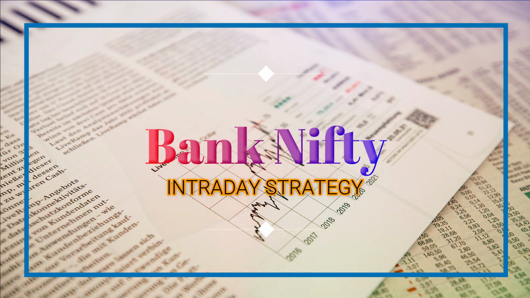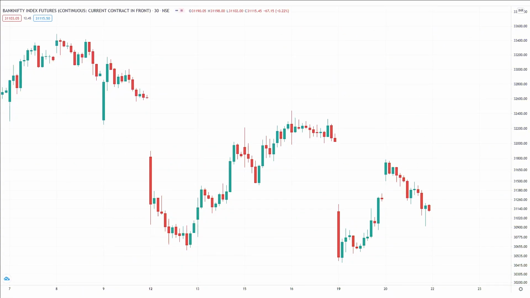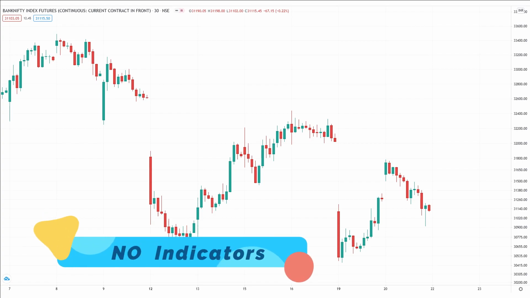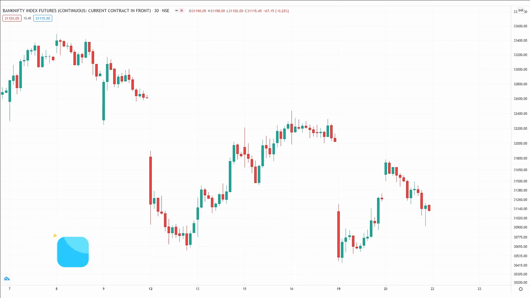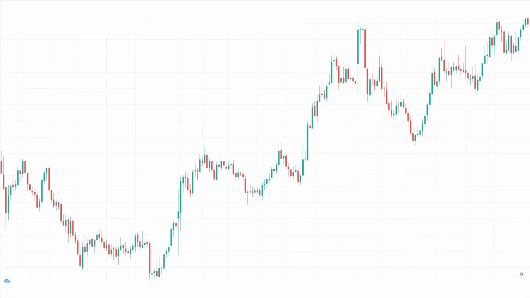Today we're going to talk about a simple strategy for identifying and pinpointing entries in Bank Nifty when you're trading intraday. Let's get started. For this purpose, we're going to use a simple candlestick pattern. We're not going to use any sort of indicators or oscillators and complicate things. The idea behind the strategy is very simple.